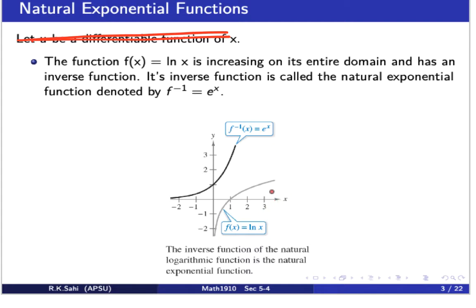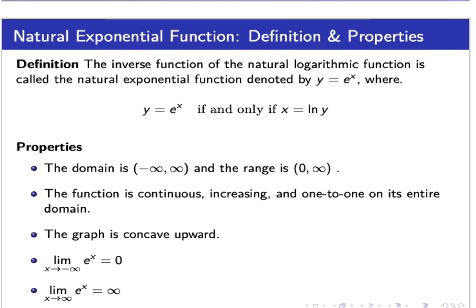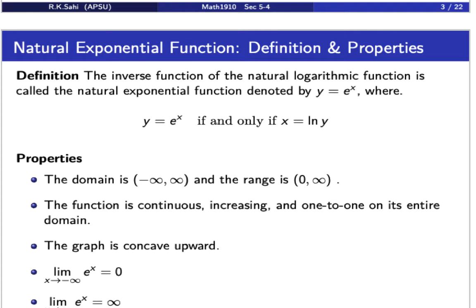If a function is increasing, remember, it has an inverse. And the inverse of the natural log function is an exponential function, which we denote by e to the power x. So there's a relationship between the natural log and the exponential function. Let's define it. The inverse of the natural logarithmic function is the natural exponential function. And this is an important property: y equals e to the power x if and only if x equals natural log of y. So let's look at the properties of the natural exponential function.